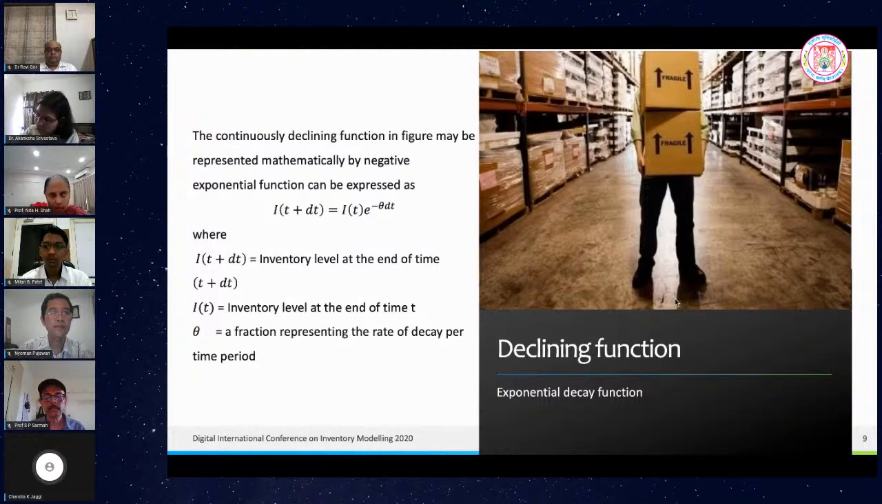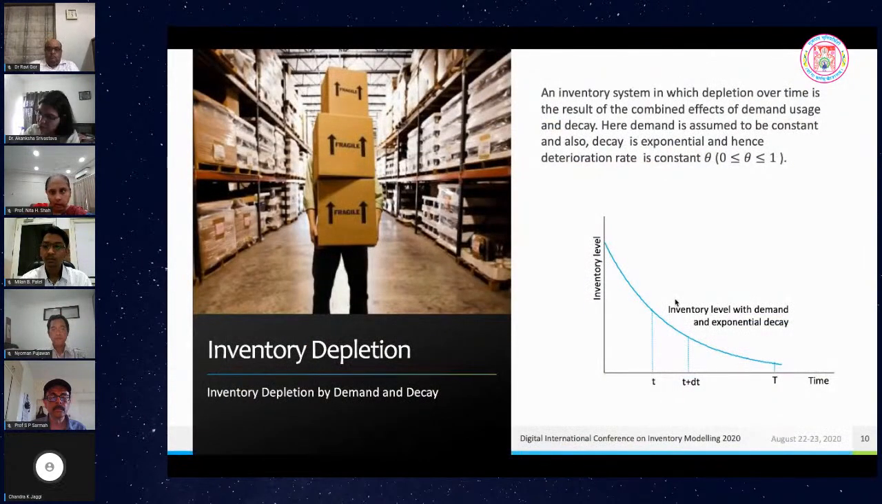This is how we explain how the decay function can be introduced. That means the inventory level after time t plus delta t. If theta is the rate of deterioration or decay rate, then the inventory gets depleted by this much over a small time interval dt. Next, please. Here, this is the impact of demand as well as decay simultaneously. If there is no decay, then it is going to be a straight line as per the EOQ formula, as we can see. Next, please.